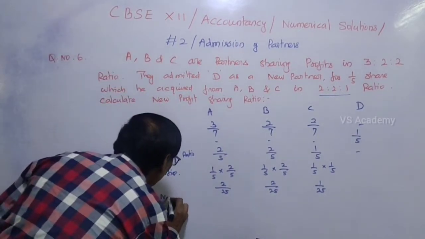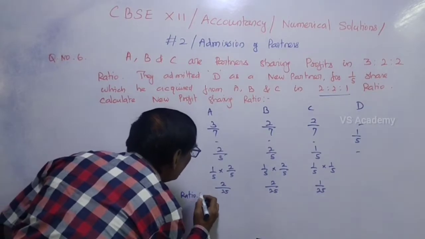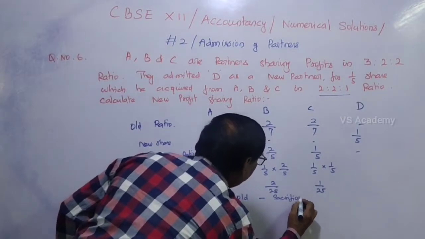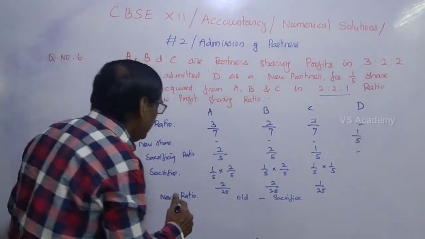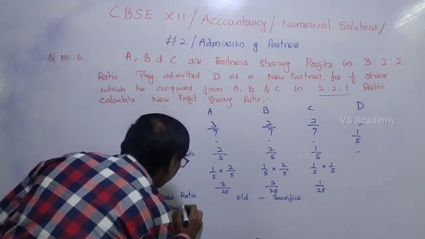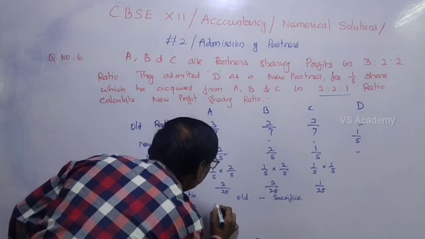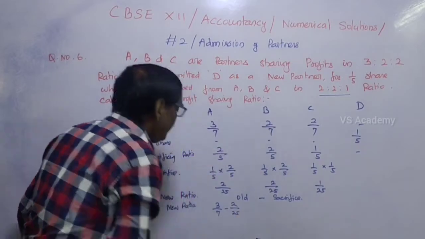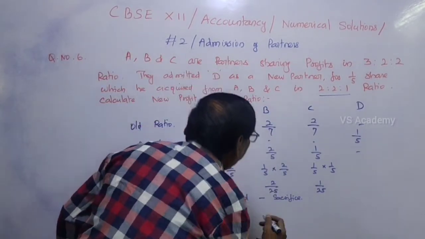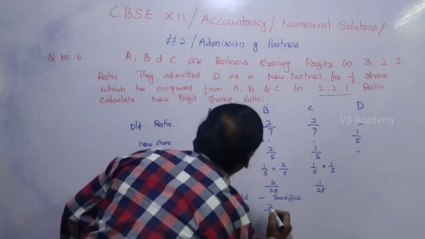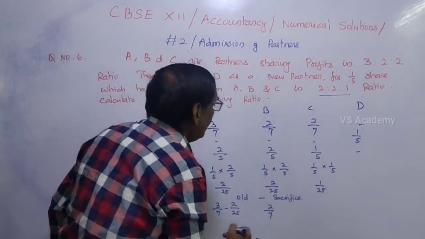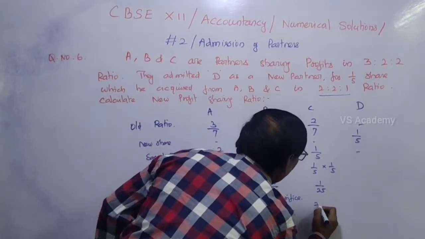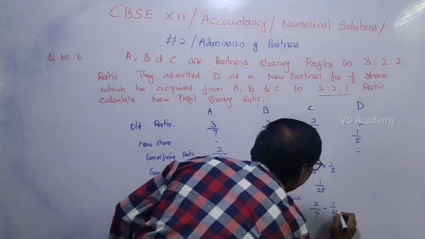So new ratio equals old minus sacrifice. As far as A is concerned, new ratio is old 3/7 minus sacrifice 2/25. And then B: old ratio 2/7, sacrifice 2/25. C: 2/7 minus 1/25.